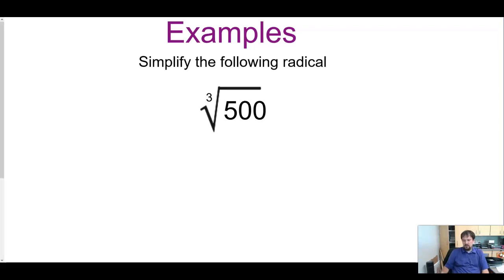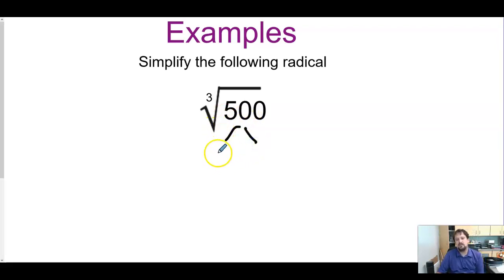So what we're going to do is break this down just like we did with square roots. We're going to do the prime factorization, but in the end, instead of finding groups of 2 like we did with square roots, we're now going to find groups of 3 because it's a cube root. Okay, so let's break this down and you'll see what I mean.